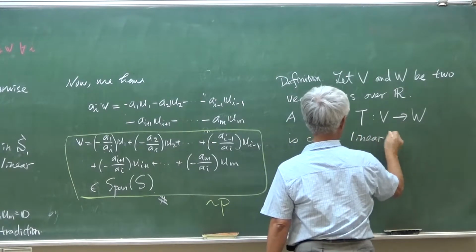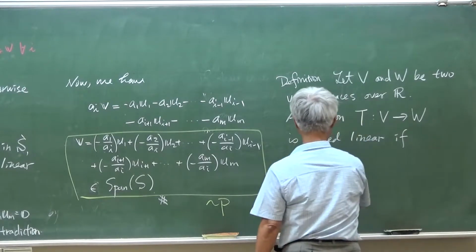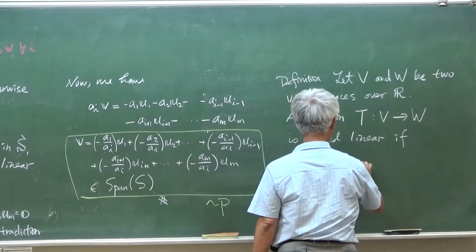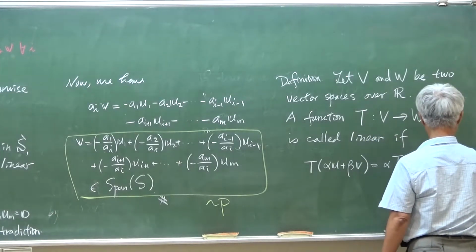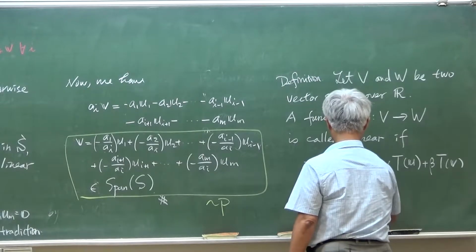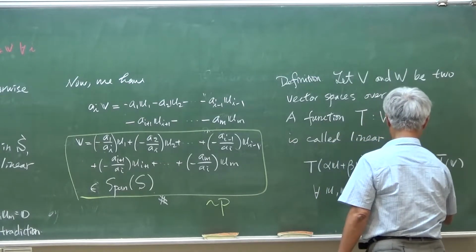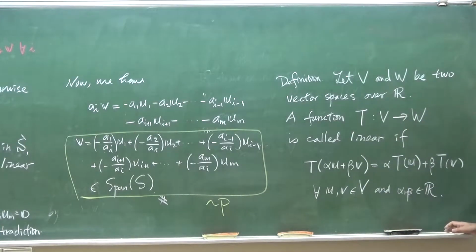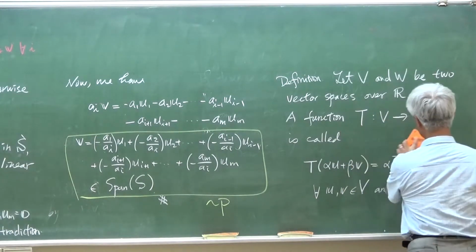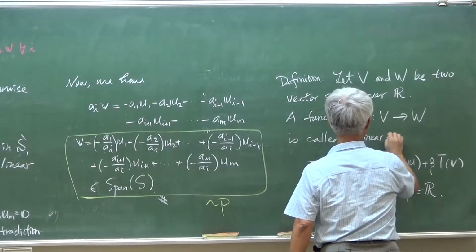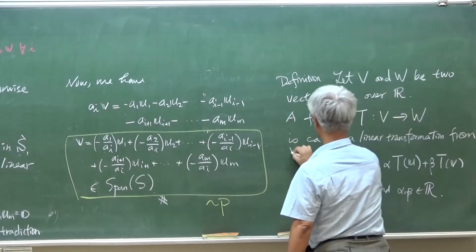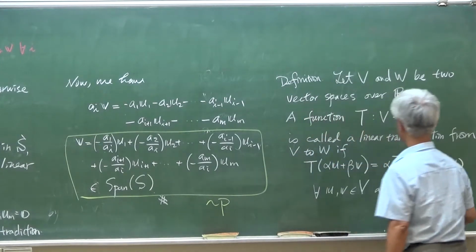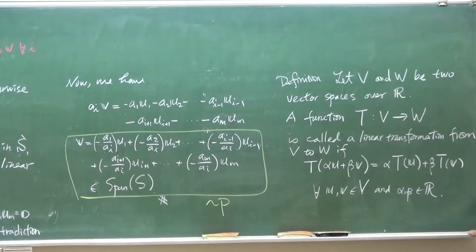linear if T(alpha U + beta V) equals alpha T(U) + beta T(V) for all U, V. Or sometimes I write it and call it a linear transformation from V to W. Maybe I write it in this way.